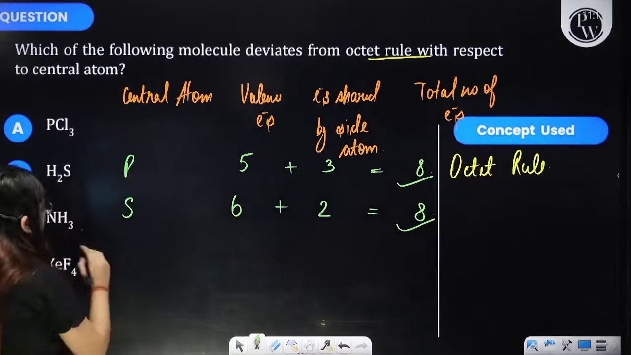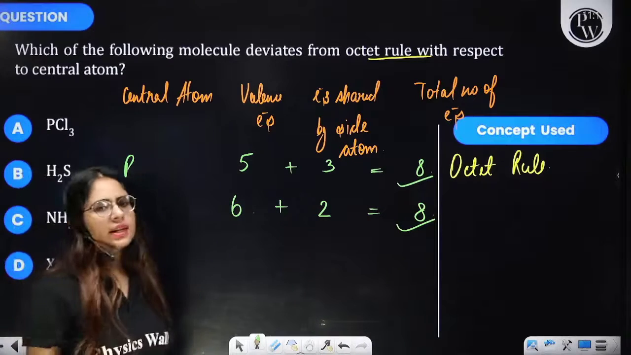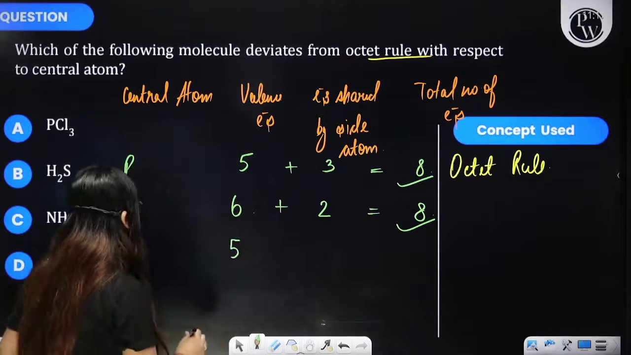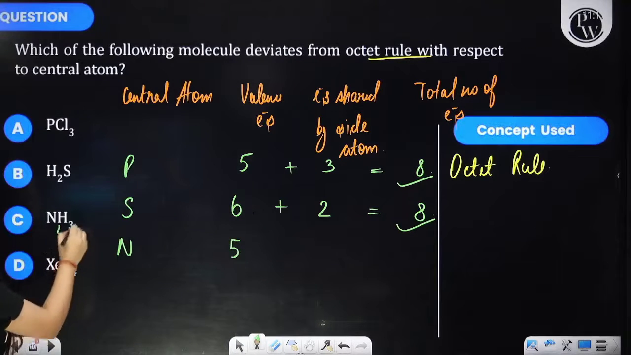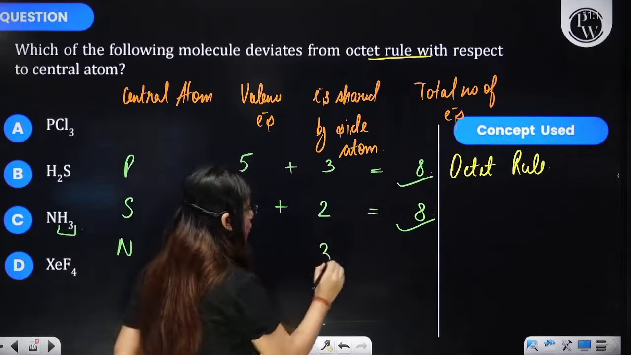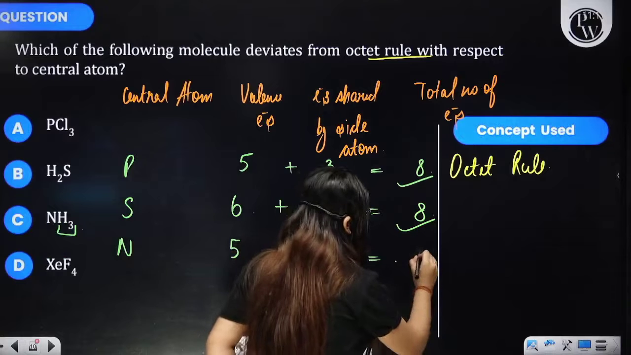Next, if I talk about ammonia, the central atom is nitrogen. The valence electrons for nitrogen are 5. Then the electrons shared by the side atoms are 3, 1 by each hydrogen. And the total electrons will be 8.